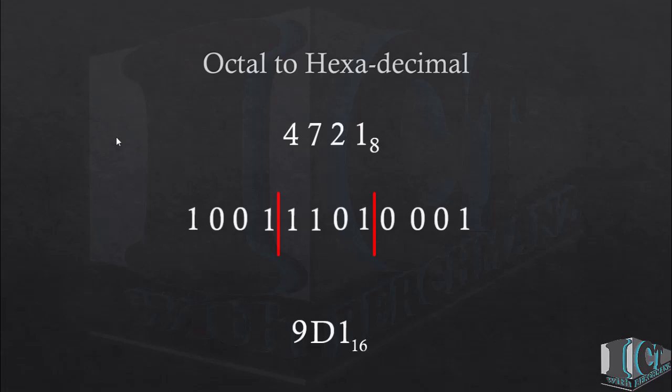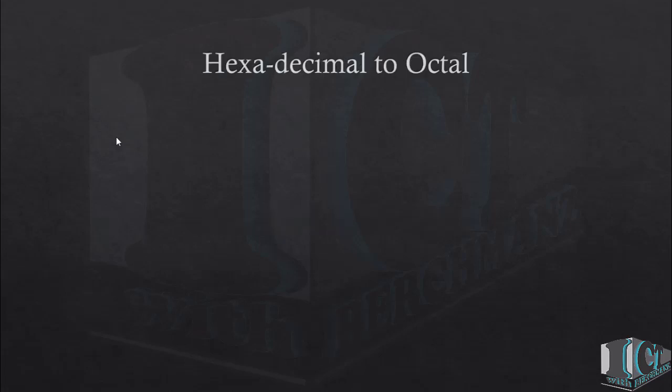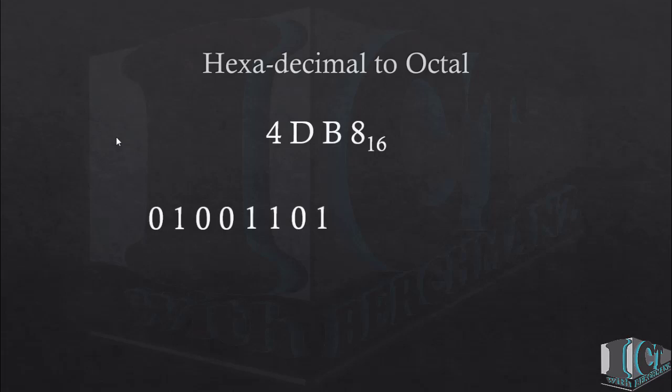Now let's see the other way around, a hexadecimal to octal. I have this hexadecimal number, that is 4DB8. We know 4 is 0100. Now look at this, we are going to write 4 digits for each, that is hexadecimal to binary. We know it is a 4-digit number. So each of these digits will have 4 binary digits. Then D would be 1101, B would be 1011, 8 would be 1000.